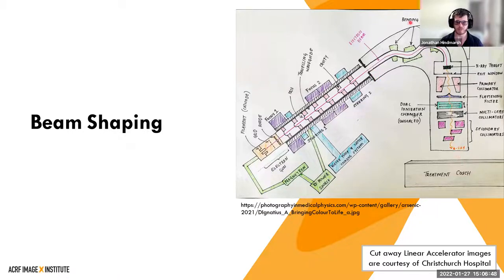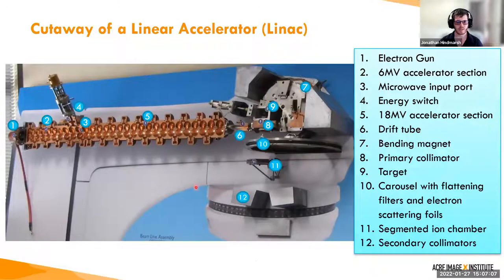Now, this is a diagram of an Elekta machine. I'm going to be talking about a Varian machine, but at a fundamental level, they're very, very similar. The images are all courtesy of Christchurch Hospital in New Zealand. So this is a cutaway of a linear accelerator. Here we've got the electron gun, the accelerating tube, and an energy switch which turns the machine from a 6 MV to an 8 MV machine.